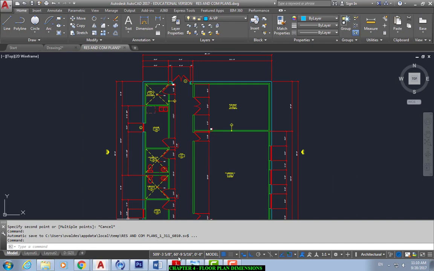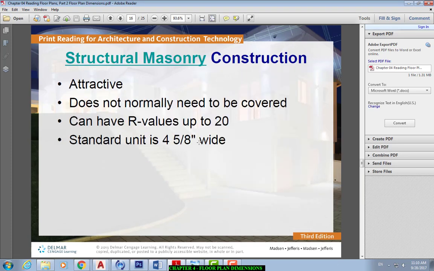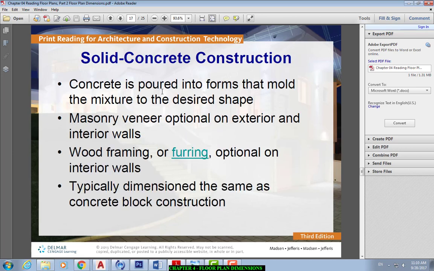We'll discuss that in a bit. All right, so let's go back over here. So there's one of the major differences when you're dimensioning CMU construction. Read over this. I don't want the video to get too long, but read over this. Very, very important information. If we have time, we're going to cover it in class, the benefits of doing masonry construction. But again, the book is very detailed, so please read this in your book.